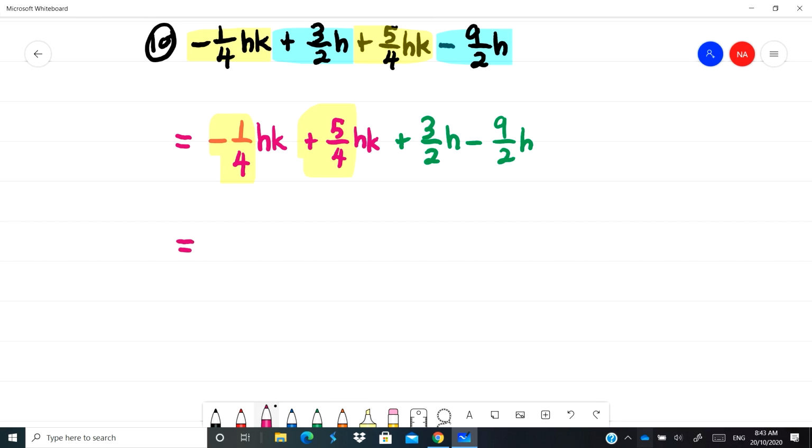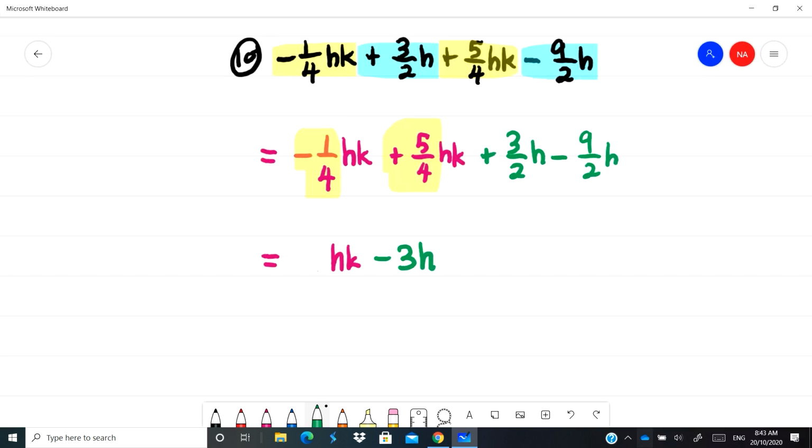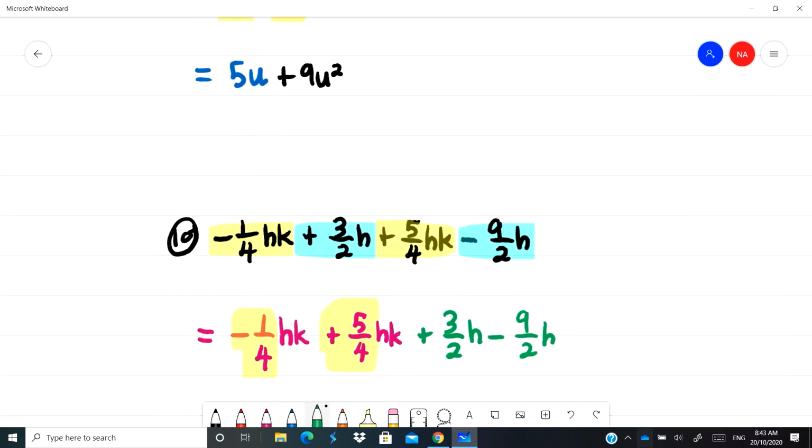So 1 hk. But in algebra, we don't write this 1 because we know that kalau kita tak tulis 1 hk, maksudnya kalau tulis hk, maksudnya 1 hk. So we don't write that 1. So for the back, at the back there, positive 3 over 2 minus 9 over 2. So we will have negative 6 over 2. So negative 6 over 2 will be simplified as negative 3. So I'll just write negative 3h. Okay, so this is our final answer for number 10.